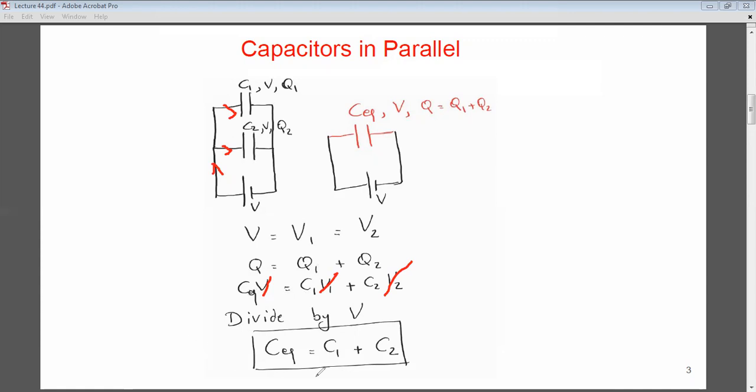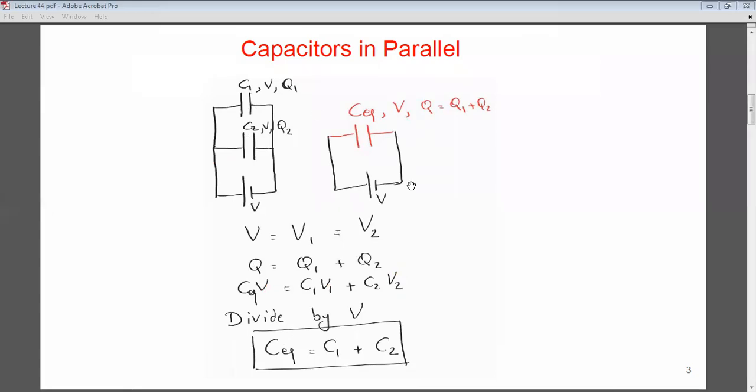This equation you can just memorize. You don't have to learn how to derive it, although knowing how to derive it will help you solve other parts of the question. So again, when they are in parallel, the voltage is equal, but the Q is additive. So in order to get the Q across the whole circuit, it will be Q1 plus Q2. And I get C equivalent to be C1 plus C2.